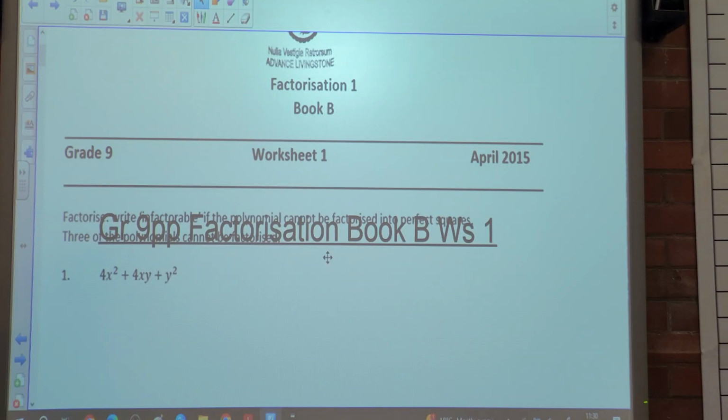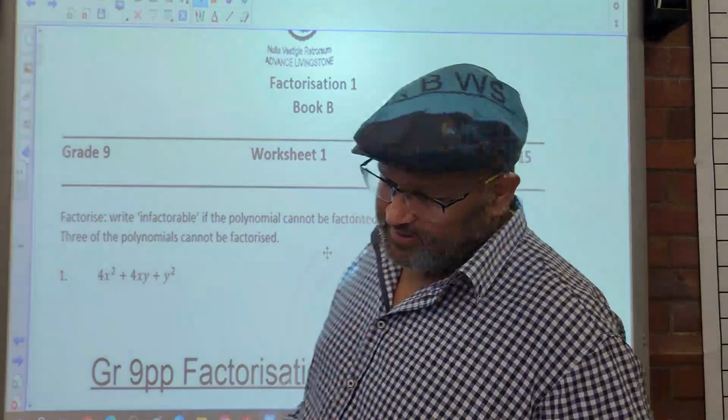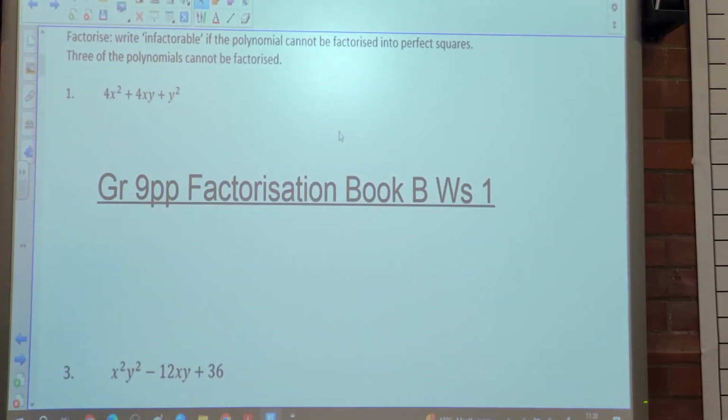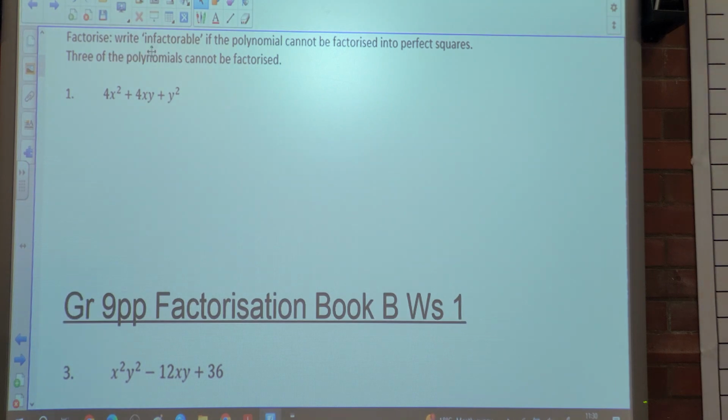At this point we're doing factorization. It is dealing with book B, worksheet 1. We'll also do worksheet 2 in this video as well. Alright, so let's look at the first one. The question says factorize. Write infactorable if the polynomial cannot factorize into perfect squares, okay? 3 of the polynomials cannot factorize. So here already they're telling from the offset how many of them cannot factorize.